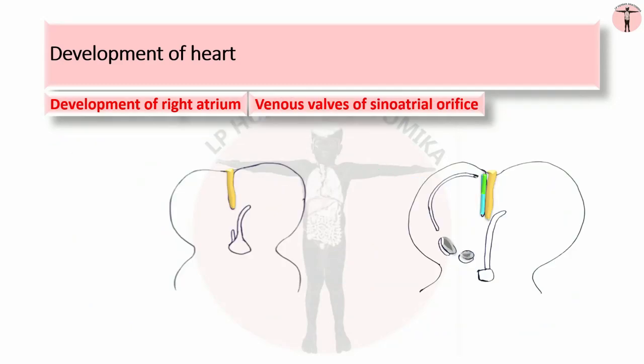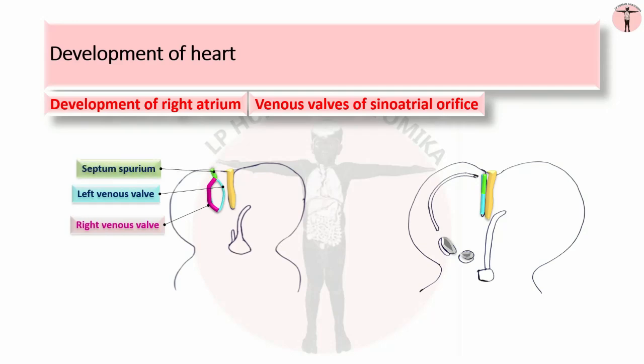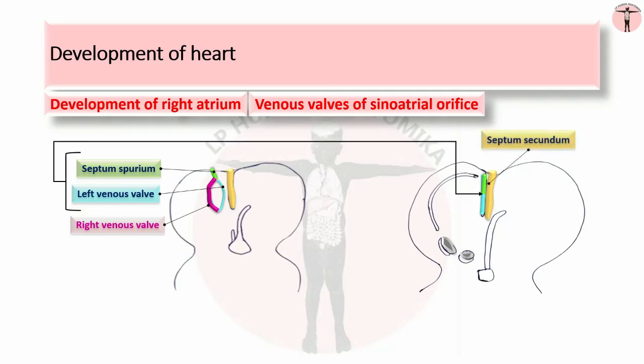Now, we are focusing on another source contributing to the development of the right atrium, that is the venous valves of the sinoatrial orifice. The two valves of the sinoatrial orifice, the right venous valve and the left venous valve, dorsocaudally fuse with each other to form the septum spurium. Initially, the valves are large, but when the right horn of sinus venosus is incorporated into the wall of the right atrium, the left venous valve and the septum spurium merge with the septum secundum of the developing atrial septum.